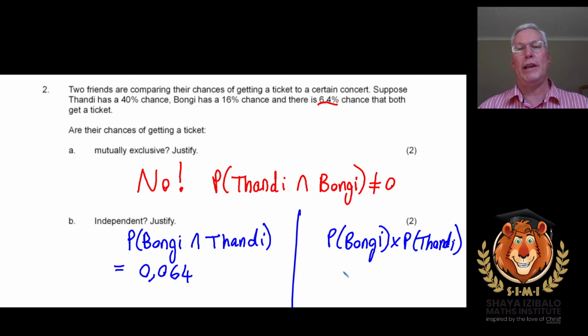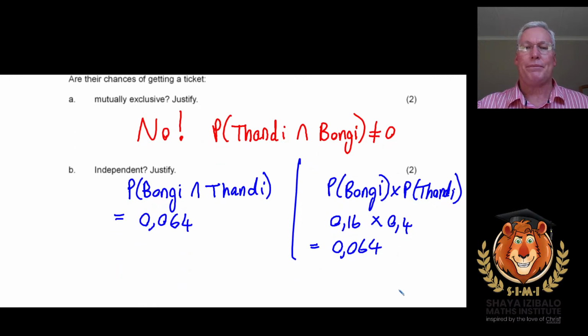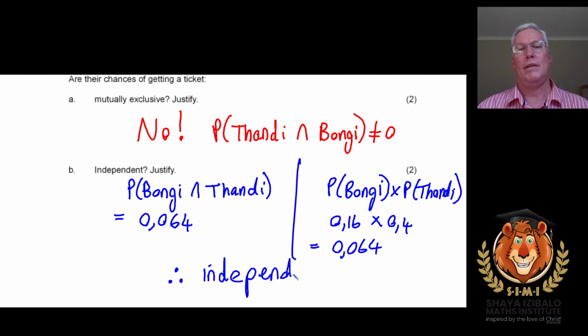If we take the probability of Bongi, 0.4, and multiply, sorry, that's not the probability of Bongi. The probability of Bongi is 0.16, 16%, times 0.4. When we multiply these, we actually get 0.064, all right? And because they are equal, they are independent.